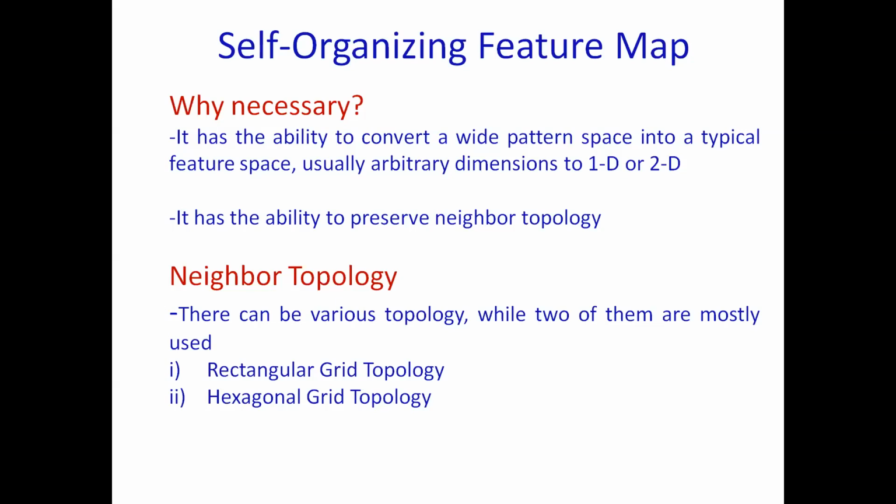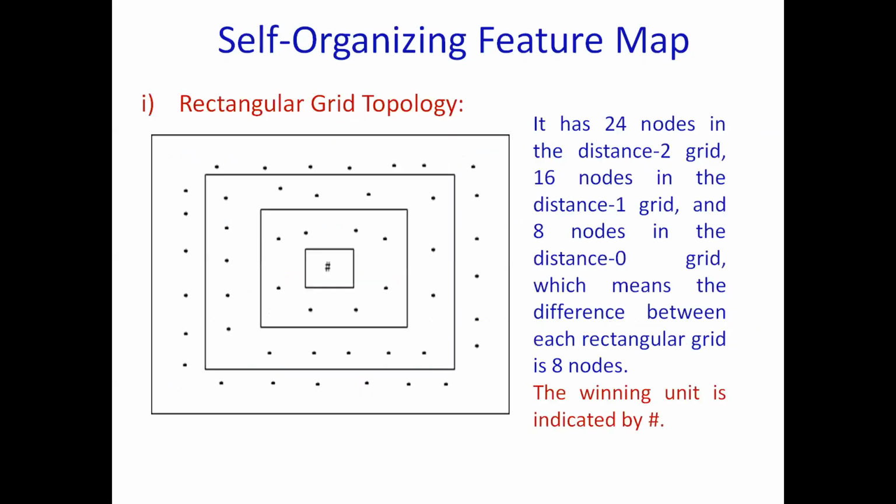Then it can preserve its neighbor topology, as well as convert this wide pattern space into a particular feature space. So what does this mean by neighbor topology? Neighbor topology means it can use various kinds of topologies, where two topologies are mostly used in the case of self-organizing feature map, which are rectangular grid topology and hexagonal grid topology.